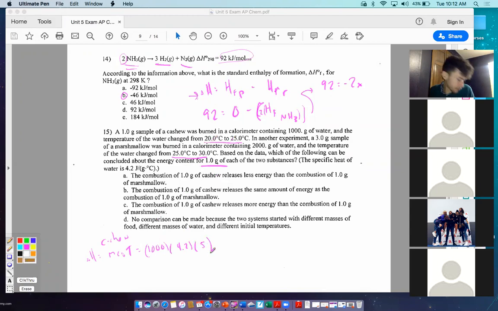Daddy, is that one? That's great, buddy. So you do that real quick, and you get a delta H for the cashew of. Daddy, 2? Is that 2 right? Daddy, is that 2 right? It is, buddy.